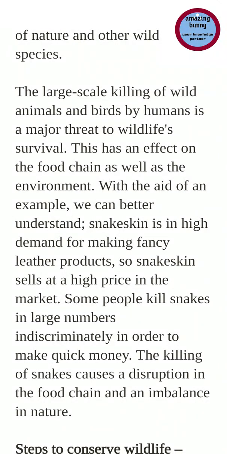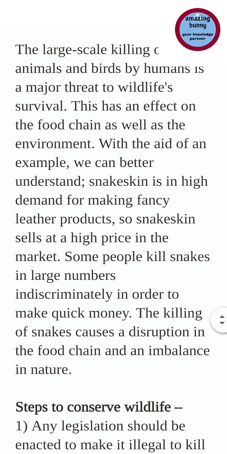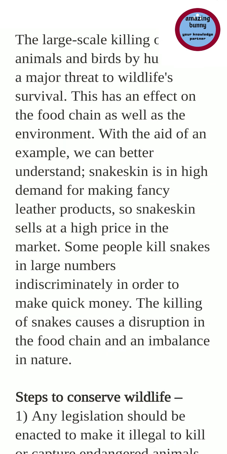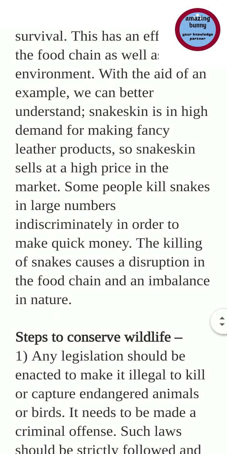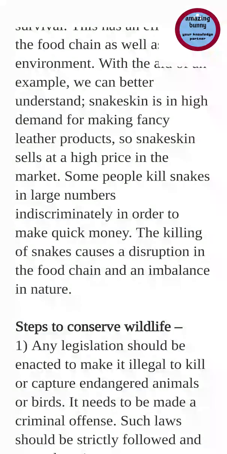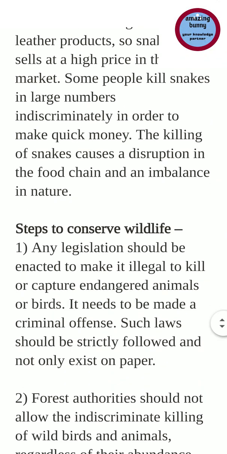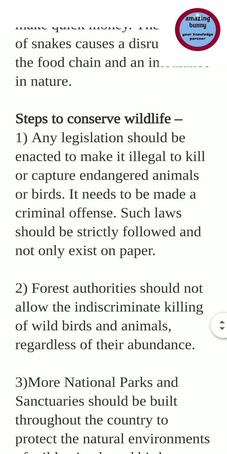This has an effect on the food chain as well as on the environment. With the aid of an example, we can better understand. Snake skin is in high demand for making fancy leather products, so snake skin sells at a high price in the market. Some people kill snakes in large numbers indiscriminately in order to make quick money. The killing of snakes causes a disruption in the food chain and an imbalance in nature.